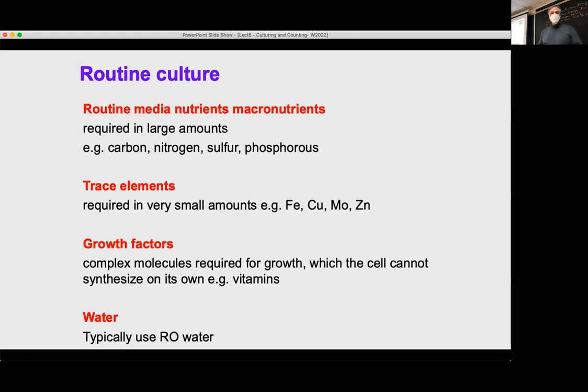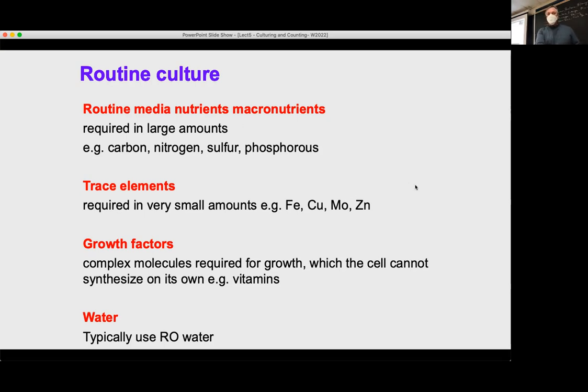Okay, next question, or next slide. Routine culture, routine media. You've got sources of carbon, nitrogen, sulfur, phosphorus, sodium. You have different essential nutrients for microbes. And then there are also trace elements. You have a little bit of minerals of some sort, whether it's iron, copper, molybdenum, zinc. And sometimes you can also add vitamins, vitamin B12. You can actually specify exactly which vitamins you add too.